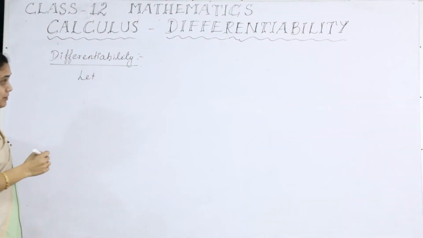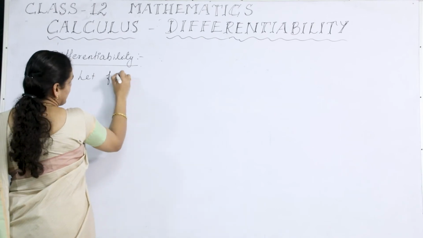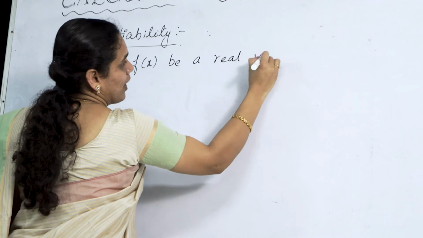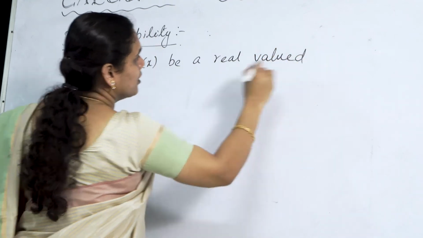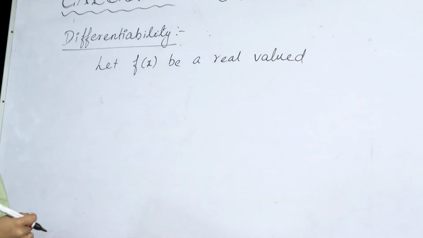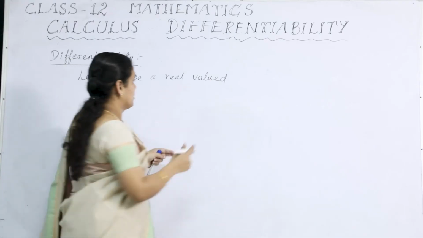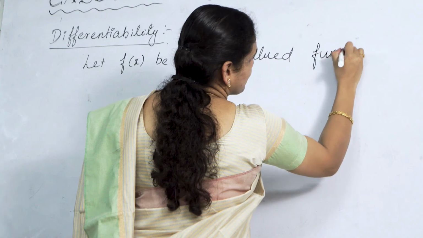First I will give you the mathematical definition. Let f(x) be a real valued function. You know what you mean by this real valued function, isn't it? That is, the range is the set of all real numbers or its subset. Real valued function.